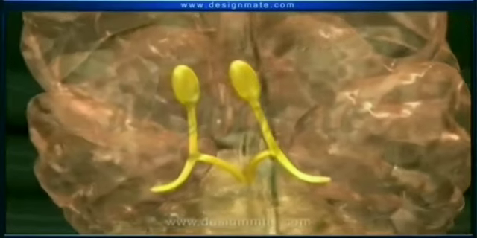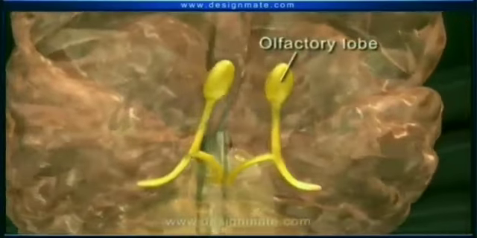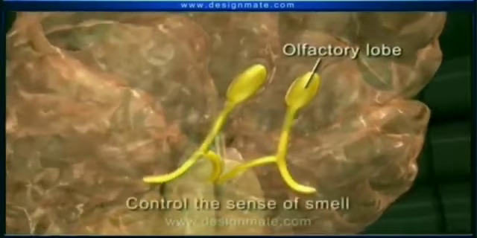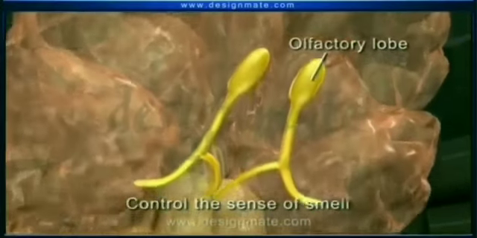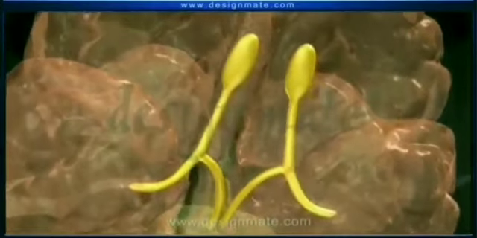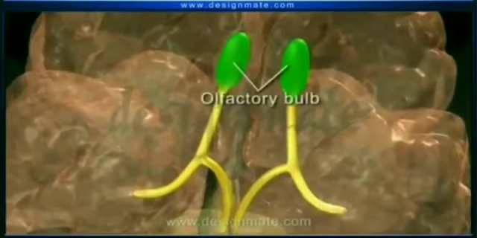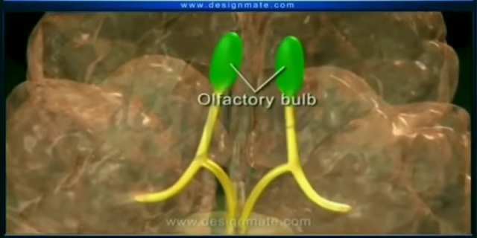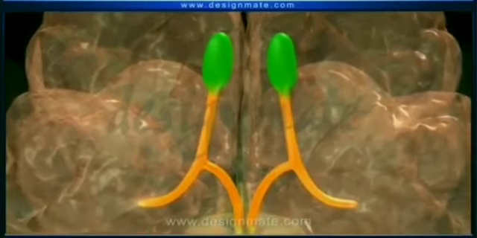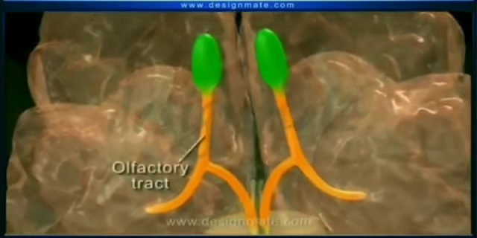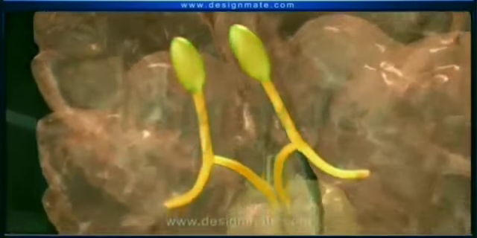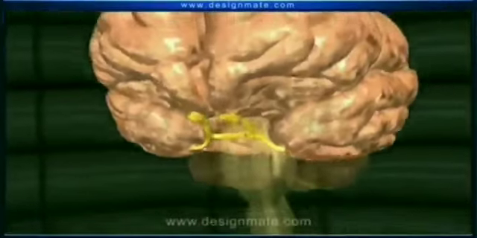They are highly reduced in the human brain and covered by the cerebrum from all sides except ventral. Each lobe consists of an olfactory bulb and an olfactory peduncle, also called the olfactory tract. The main function of olfactory lobes is the sense of smell.